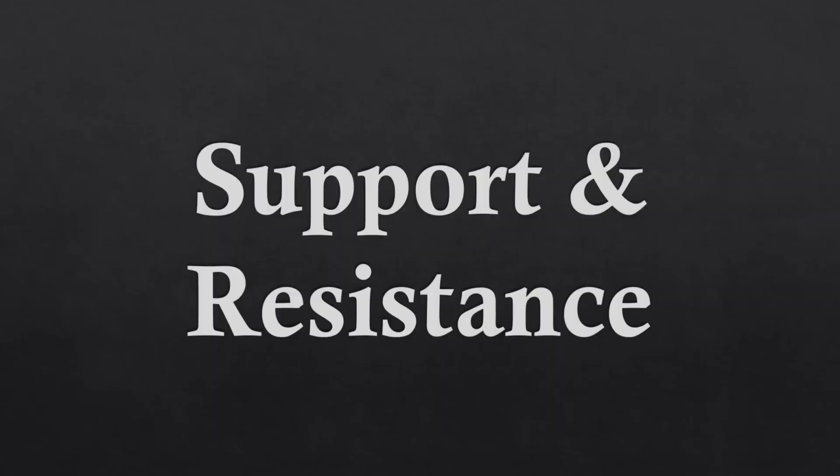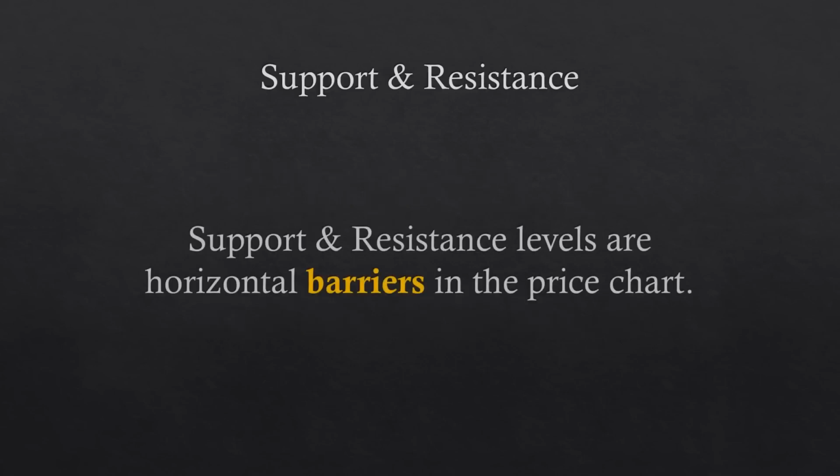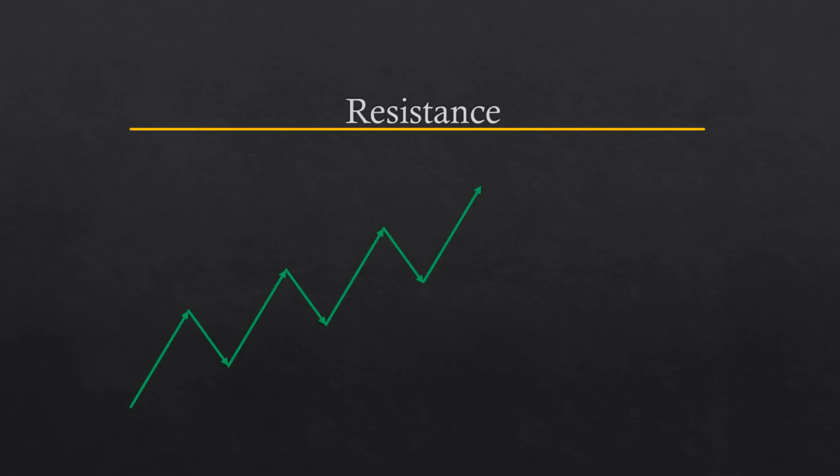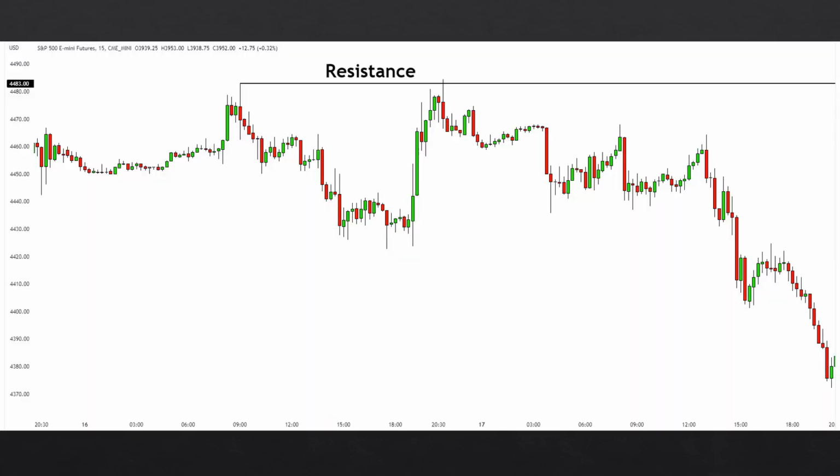We can now move on to a different use of highs and lows, which is to help in the identification of support and resistance levels. Support and resistance levels are horizontal barriers in the price chart. These barriers can be useful for identifying reversal points in the market. When price is below a barrier, we call it resistance. In this chart, you can see an example of resistance. The first high sets a barrier for price, and then when price comes back to this level, it treats it as resistance, only to reverse to the downside right after.